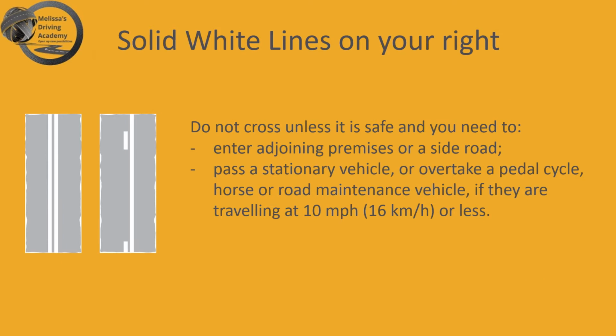Solid lines on the right of your vehicle will be restricting your movement to the right. There will be limited circumstances in which you should be moving across that white line. Treat it as a barrier that only opens when you want to turn into a side road or pass a vehicle that is travelling at less than 10 miles per hour.